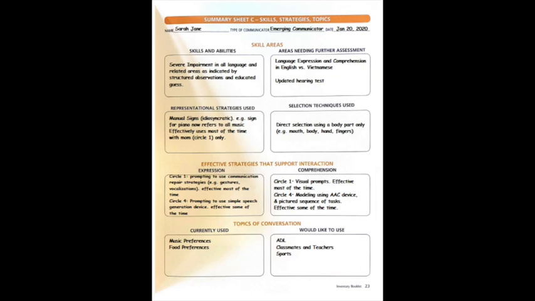In this case, Sarah Jane effectively uses idiosyncratic manual signs with her mouth, body, and fingers. We also know that she uses these effectively most of the time with her mom in Circle 1, but not with her EA in Circle 4. We also have information about what supports Sarah Jane's language expression and comprehension and the topics of conversation she currently uses, as well as those she would like to use.